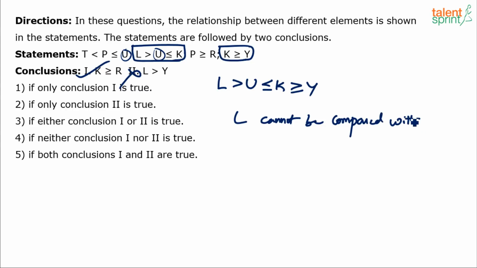Very, very important result. N cannot be compared with y, because the possible answers are L can be greater than y, or L can be less than y, or L can be equal to y. All the three are possible. I am not able to compare. This is rule number 3.